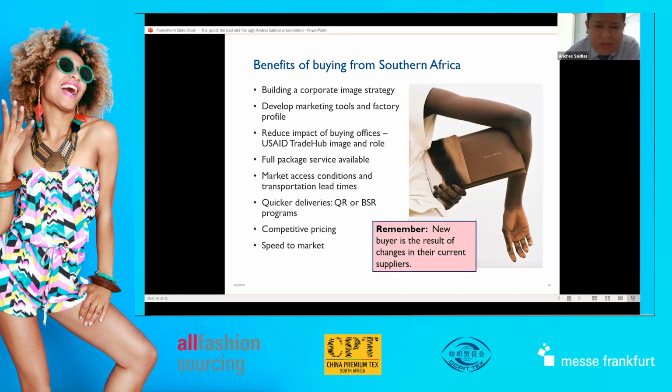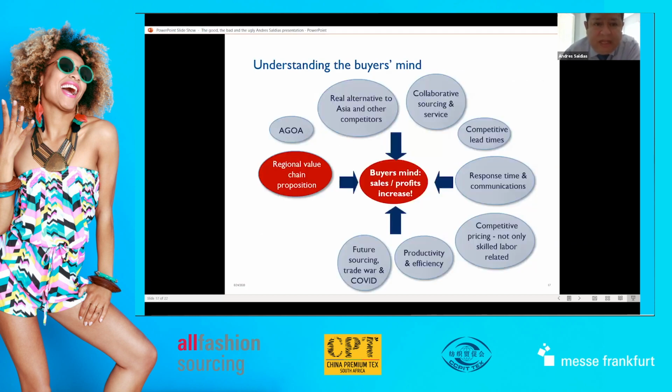And quicker deliveries, like you were saying, it was exposed 4 to 6 weeks on ocean freight. It's a long period. But if you have a 6 to 8 weeks quick response time from a purchase order to delivery, that puts you in the front door. And of course, competitive pricing and speed to market. Please always remember, a new buyer is the result of changes in their current suppliers. They are switching. You see in the center, this is the buyer's mind, okay?